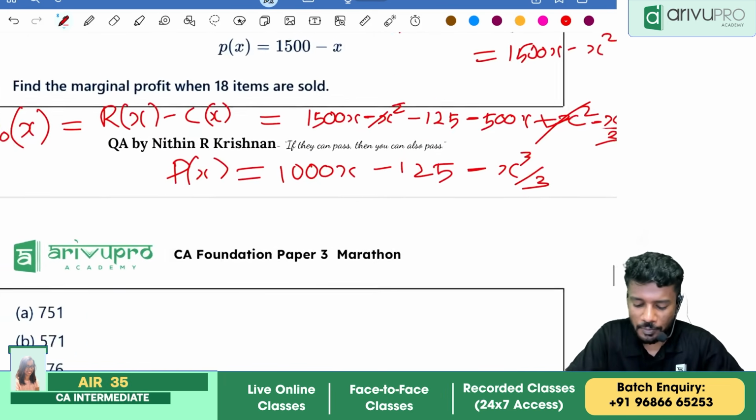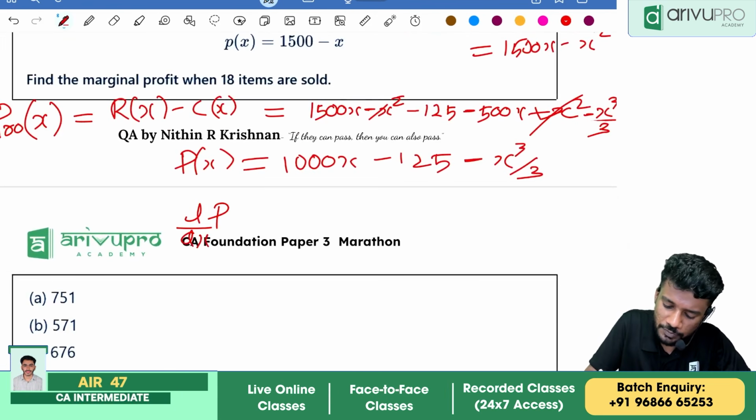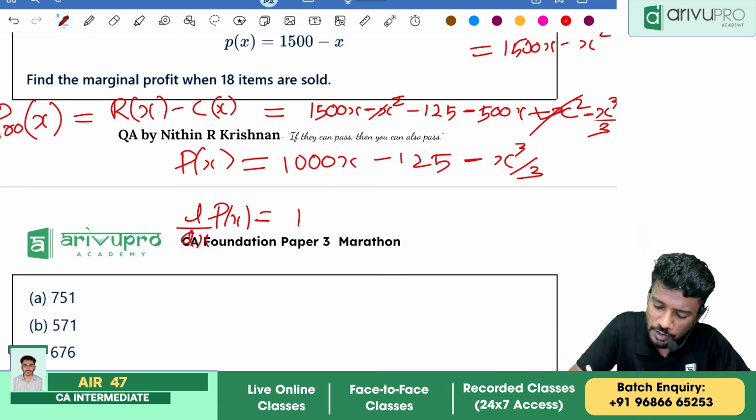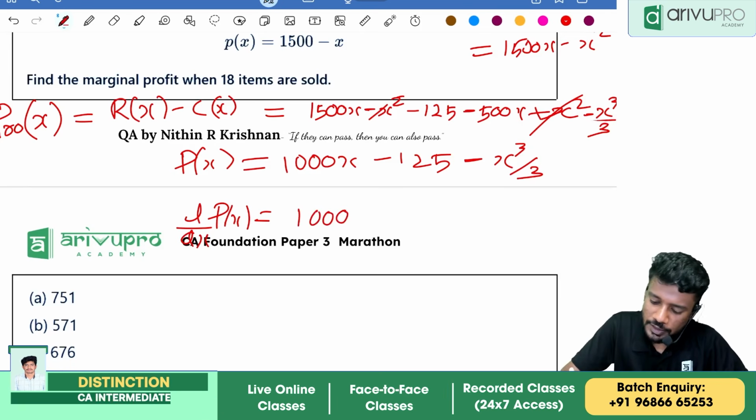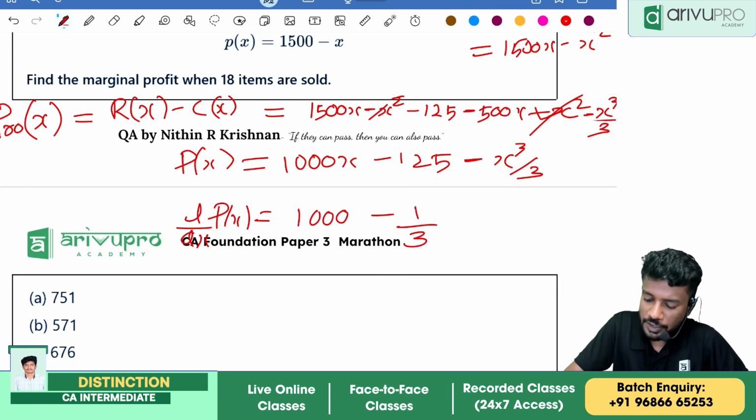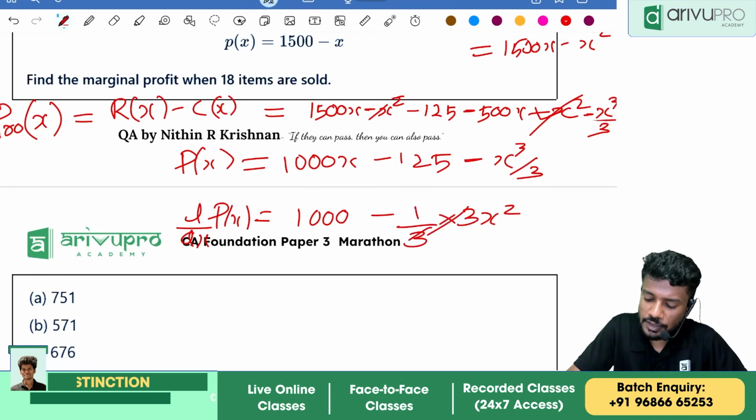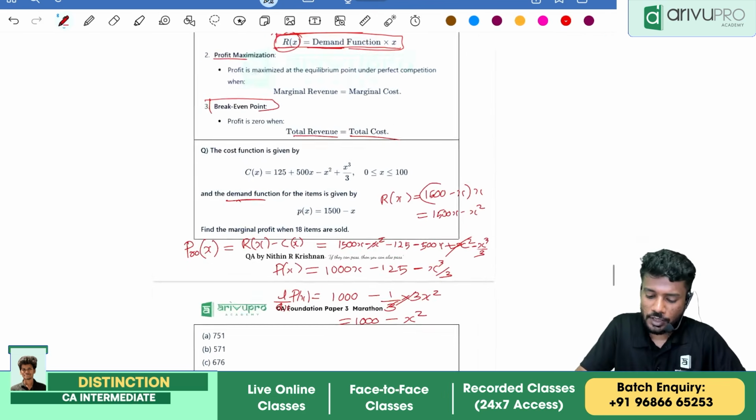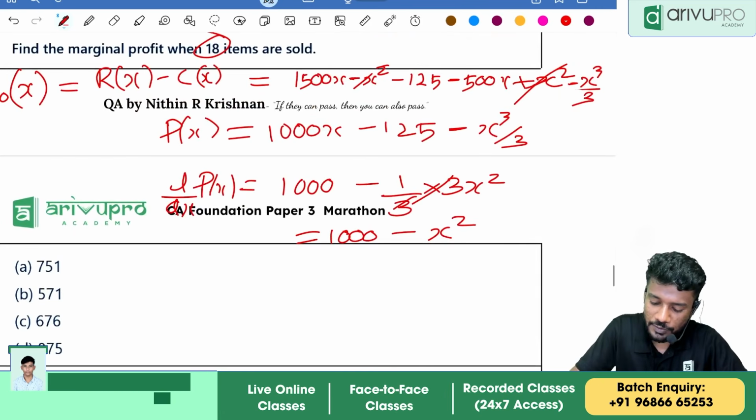Now how to find marginal profit? You should take d by dx of this P of x. That is nothing but the derivative of 1000x, which will be how much? 1000. Derivative of 125 is how much? 0. Then derivative of x cube is how much? 3x square. Minus 1 by 3 into 3x square, the 3 cancels. What is remaining? 1000 minus x square. Now you tell me, if 18 items are sold, that means x value is how much?